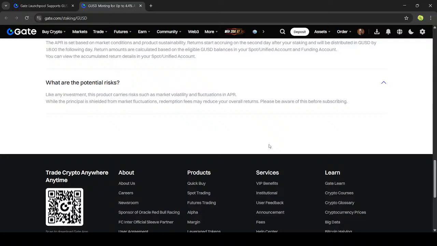So what are the risks? Like any investment product, this product carries risks, such as market risks and the volatility and fluctuation of the APR. The principal is subject to market fluctuation, and fees reduce your overall return, so be aware of this before subscribing, guys.